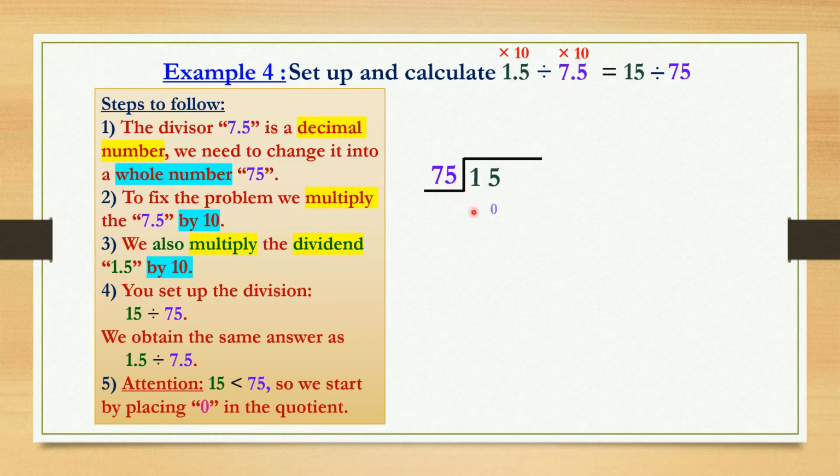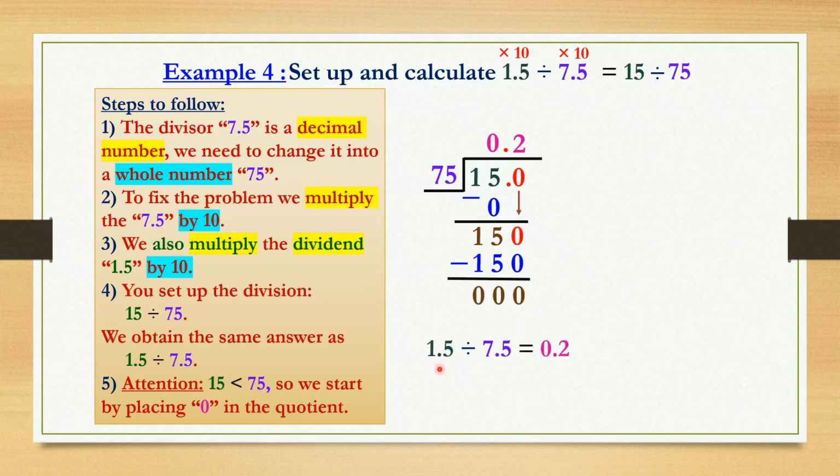15 divided by 75, it's 0. We do minus 0 and we obtain 15. Now we need to add 0.0 in the dividend, and before we slide the 10th digit 0, we place a decimal point in the quotient. When we slide the 0, we obtain 150. 150 divided by 75, we notice that 75 times 2 is 150. It's a multiple of 75. We write 150 and we write 2 in the quotient, and the remainder is 0. It's an exact quotient. And 1.5 divided by 7.5 is equal to 0.2. When the dividend is less than the divisor, the quotient is less than 1.